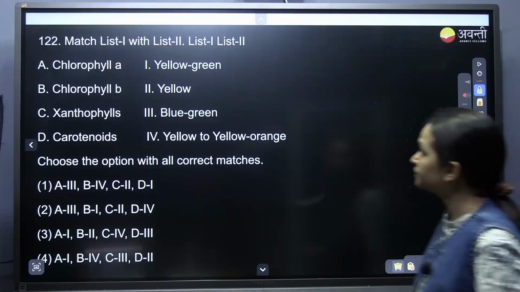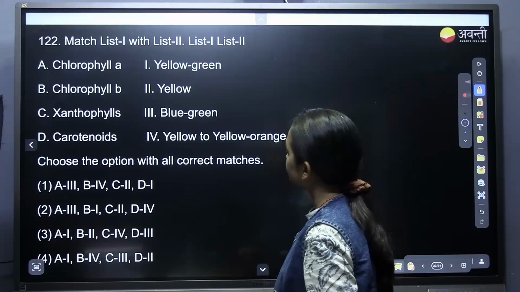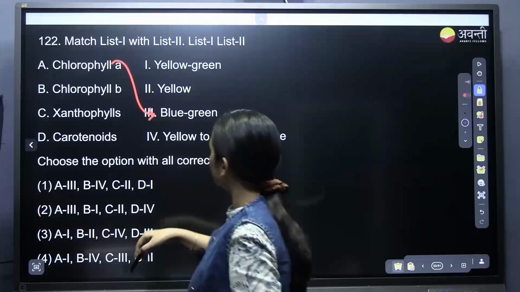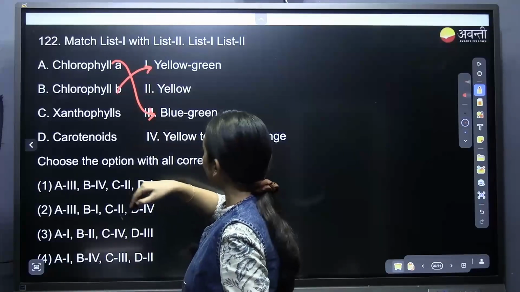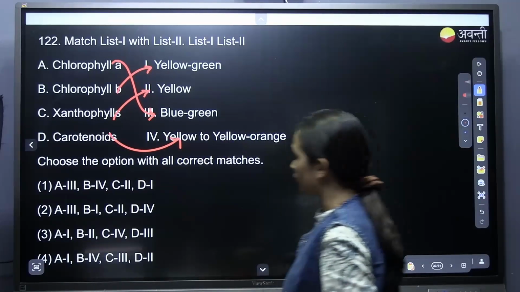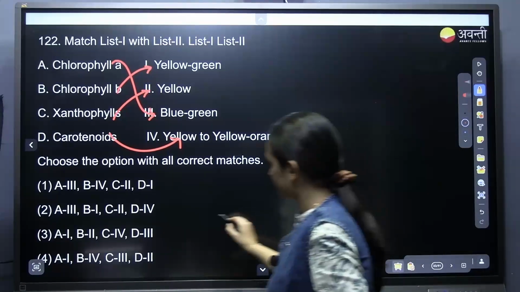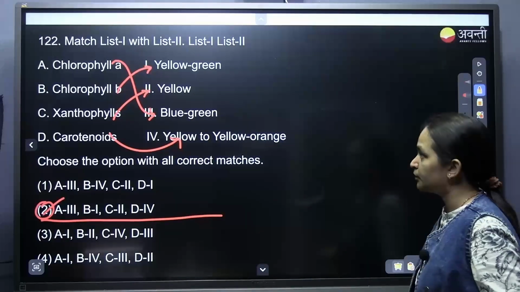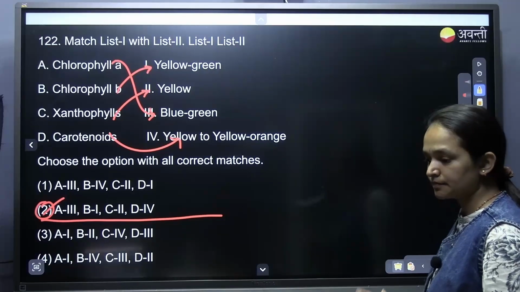Match list 1 and 2. Chlorophyll A, blue green. Chlorophyll B, yellow green. Xanthophyll, yellow. Carotenoids, yellow to yellow orange. Easy. So D4, 2 is the correct answer. A3, B1, C2, D4. Understanding?